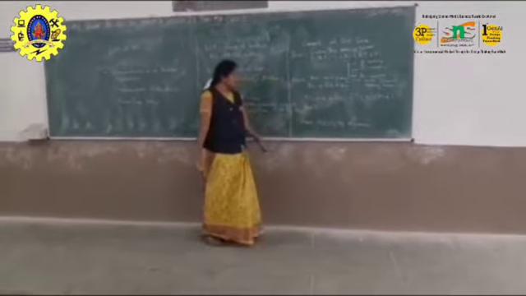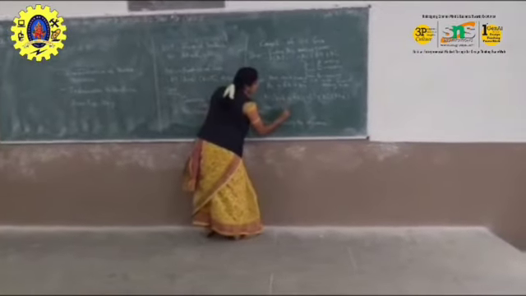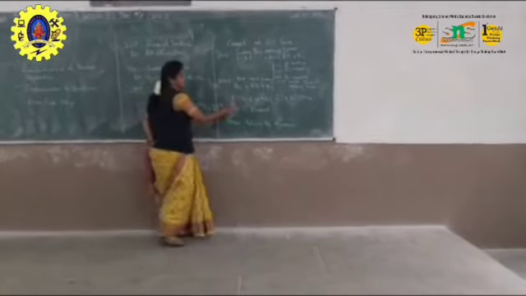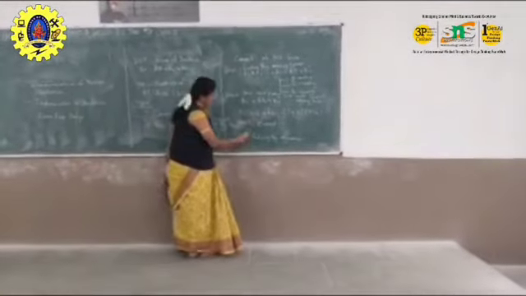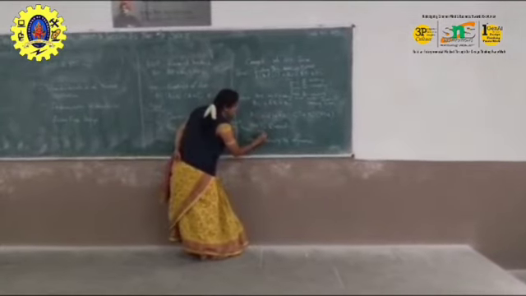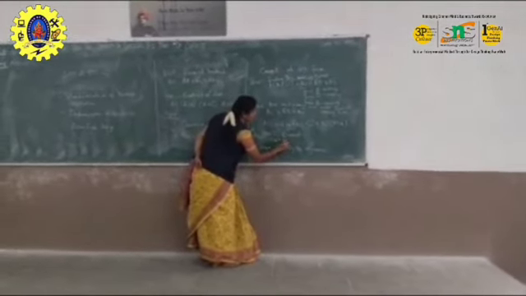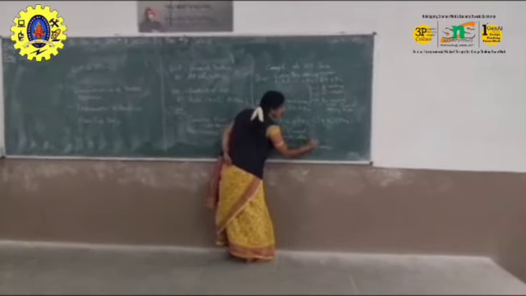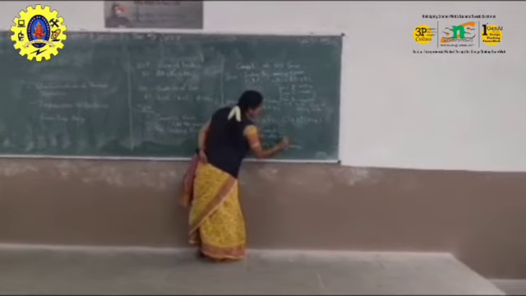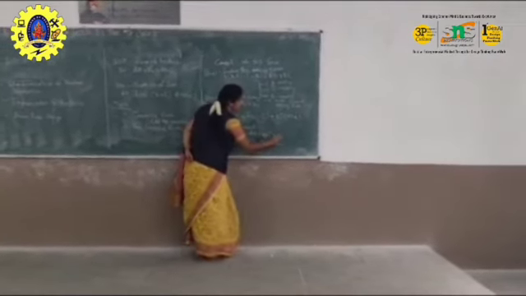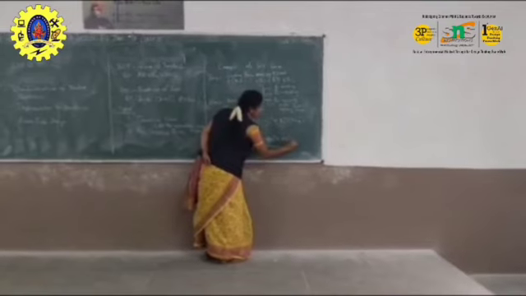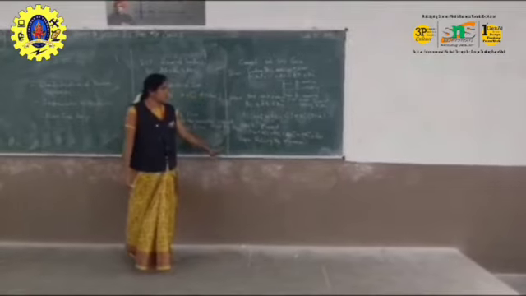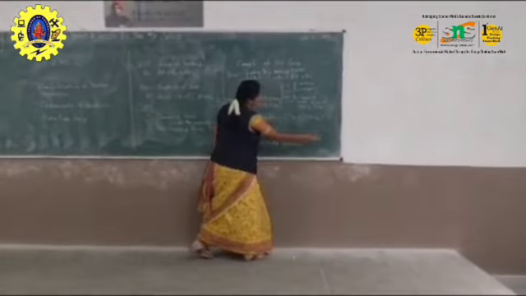The last step is to expand the equation. Expanding, we get A B C plus A B bar C plus A bar B C plus A bar B C bar plus A B C bar plus A bar B C bar plus A bar B C bar.